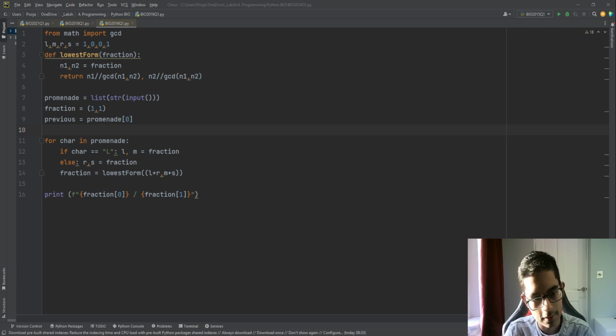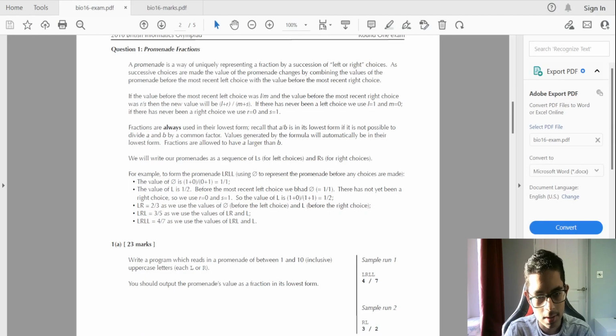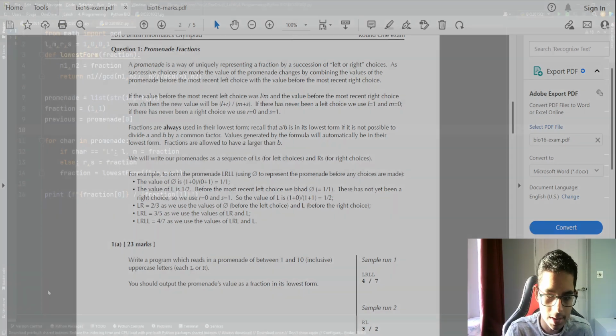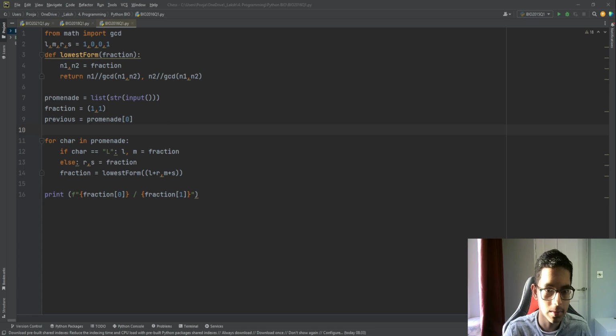Otherwise we do the same for R and S if it's a right choice. And then we set the fraction to be the lowest form of L plus R and M plus S, as the question says over here. As you can see on the fifth line, the new value will be L plus R divided by M plus S. However, we also need the fraction to be in its simplest possible form.